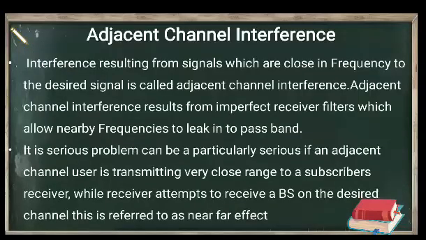Okay, next we are explaining the adjacent channel interference. Interference resulting from signals which are close in frequency to the desired signal is called adjacent channel interference. Adjacent channel interference results from imperfect receiver filters which allow nearby frequencies to leak into the passband.